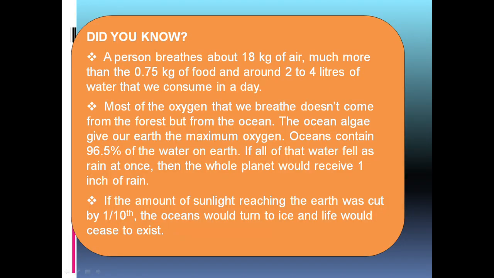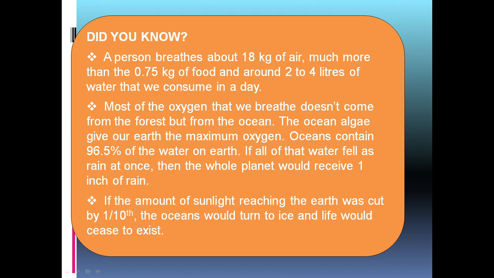Now let me tell you some more interesting facts. A person breathes about 18 kgs of air, which is much more than the 0.75 kg of food and around 2 to 4 liters of water that we consume in one single day. Most of the oxygen that we breathe doesn't come from the forest but from the oceans. The ocean algae give our earth the maximum oxygen.